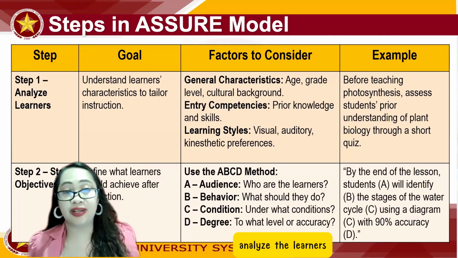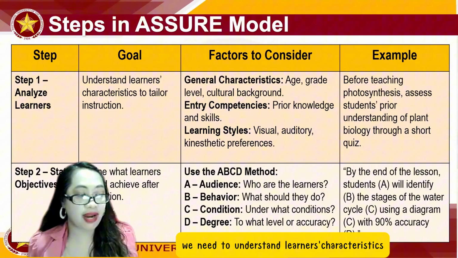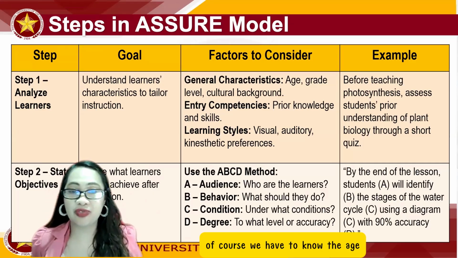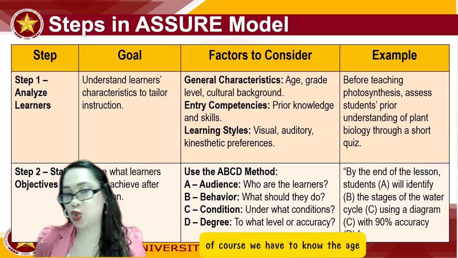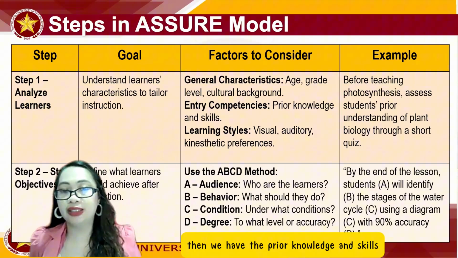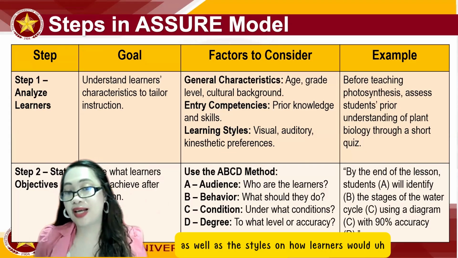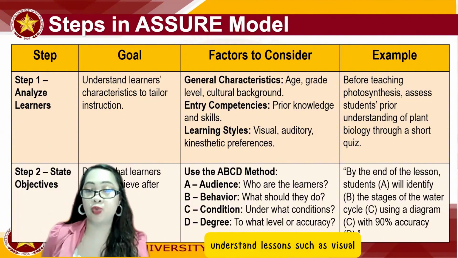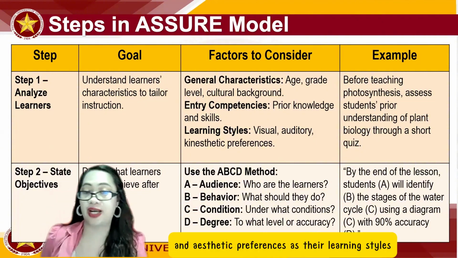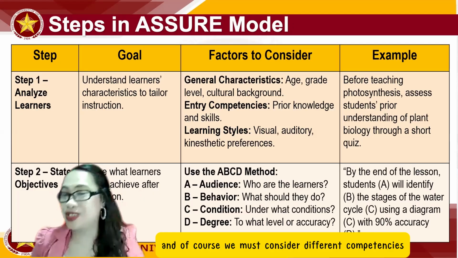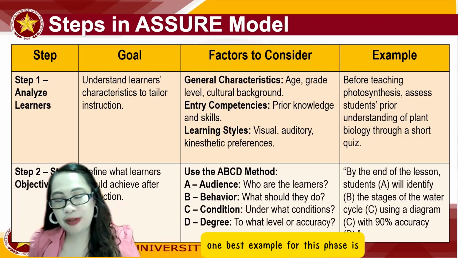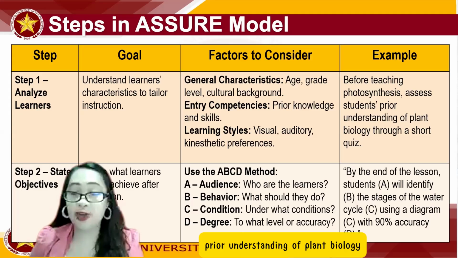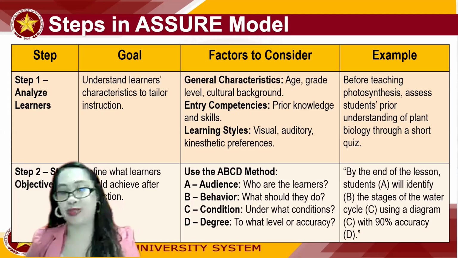Step 1, analyze the learners. We need to understand learners' characteristics to tailor instruction. Here are the factors to consider when we analyze learners. Of course, we have to know the age, the grade level, the cultural background. Then we have the prior knowledge and skills, as well as the styles on how learners would understand lessons, such as visual, auditory, kinesthetic preferences as their learning styles. And of course, we must consider different competencies. One best example for this phase is the teaching of photosynthesis. We assess students' prior understanding of plant biology through a short quiz. That's one of the best.